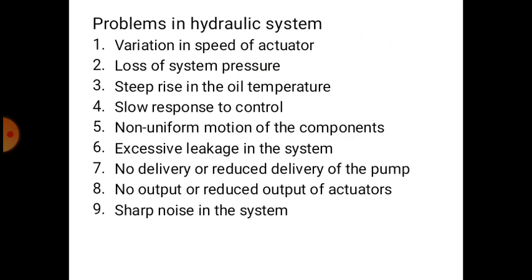Problems in the hydraulic system. Various types of problems arise in the hydraulic system. Following are some: variation in speed of actuator, loss of system pressure, steep rise in oil temperature, slow response to control, non-uniform motion of the components, excessive leakage in the system, no delivery or reduced delivery of the pump, no output or reduced output of the actuator, and sharp noise in the system. So these are some problems which may arise in the hydraulic system.